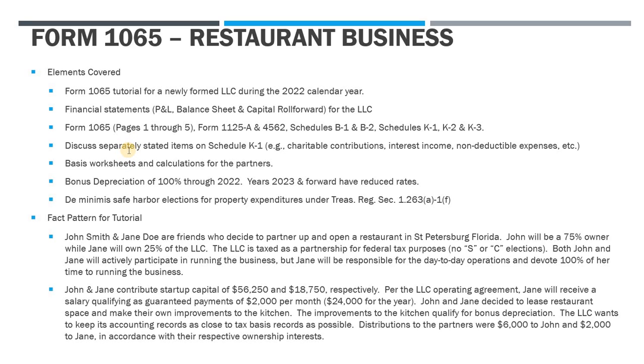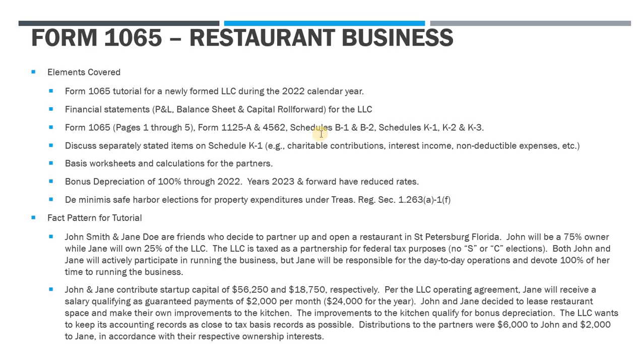Page 1 through page 5 being the balance sheet, M1 and M2. Form 1125A, this is for our cost of goods sold number, right? So we'll go over that. The 4562 is for assets that are being depreciated or taking bonus depreciation, Section 179, so we'll cover that as well. Schedules B1 and B2, so that's a listing of the owners that own a certain percentage or greater of the company, so there's additional disclosures there.